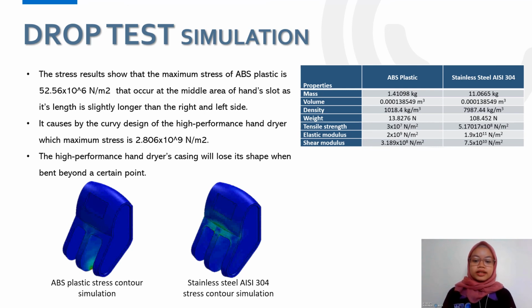Besides that, the stress in stainless steel occurs at the area between the hand slot and visual screen. It is caused by the curved design of the high-performance hand dryer, whose maximum stress is 2.806 Newton per square meter. The high-performance hand dryer's casing will lose its shape when bent beyond a certain point. The drop test discussed here can account for such material behavior coupled with the drop test impact.